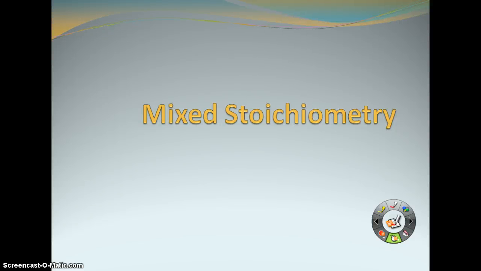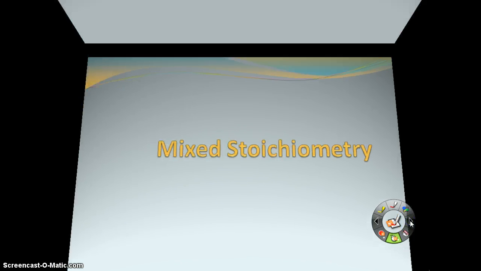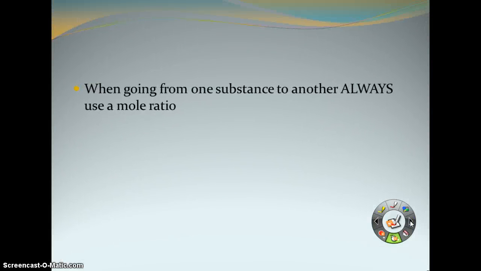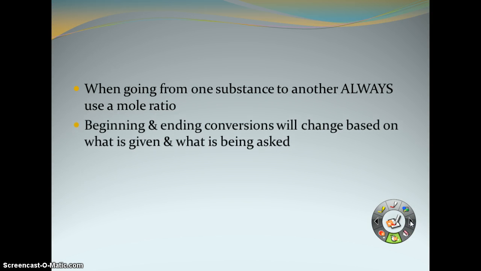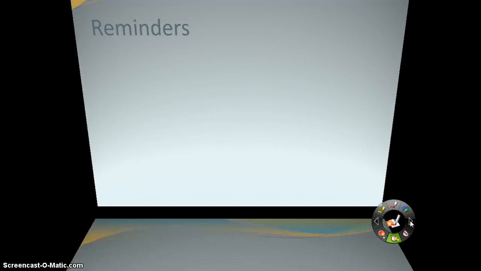Okay, now let's try some mixed stoichiometry. So remember, when you're going from one substance to another, you always need to use your mole ratio. It comes from your balanced equation. The beginning and ending conversions are going to change now based on what you have been given and what you are asked to find. Always going to use a mole ratio though.